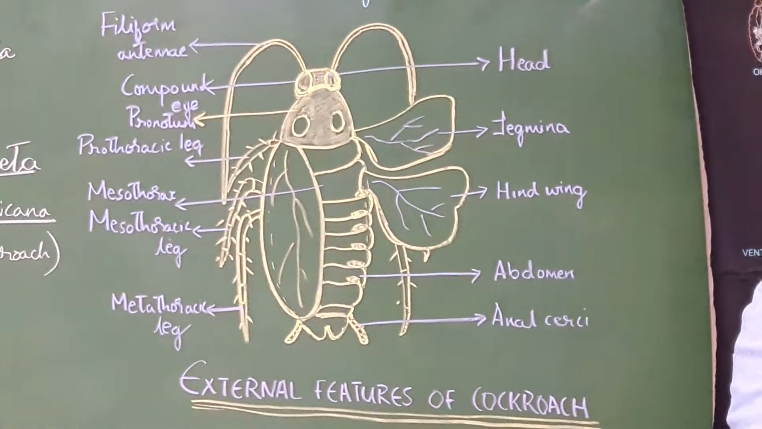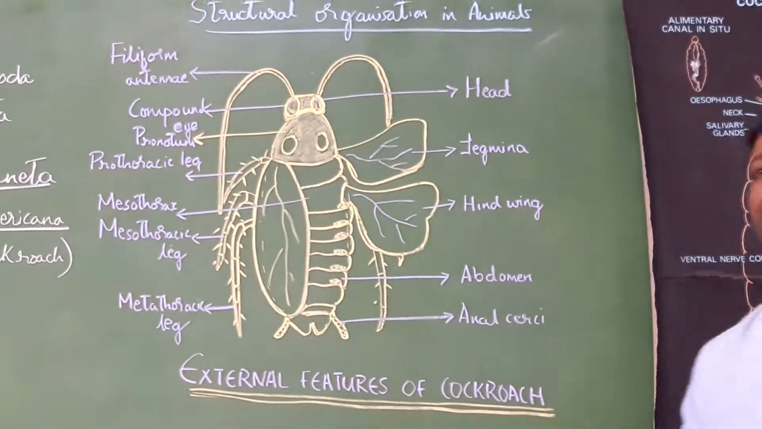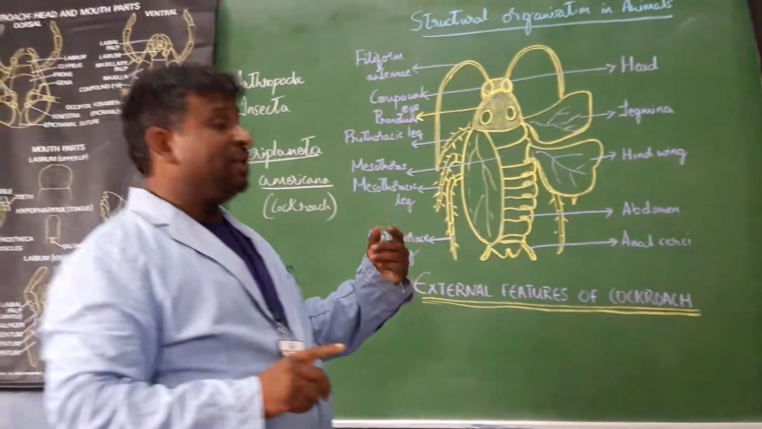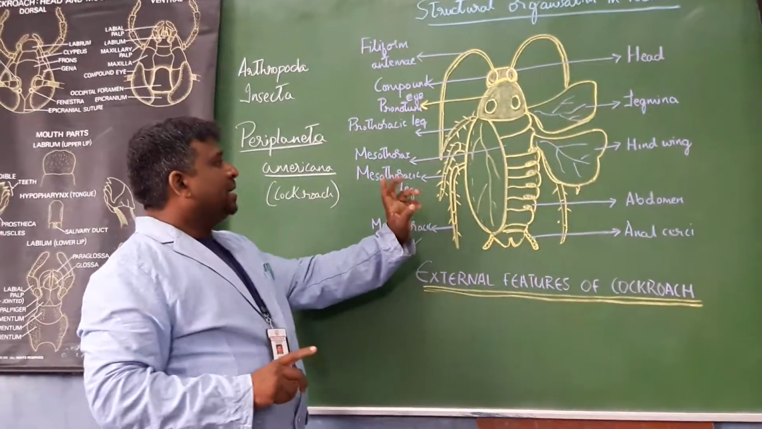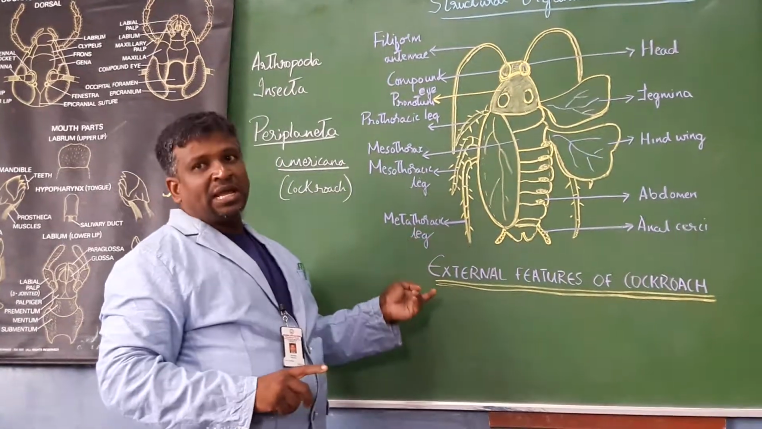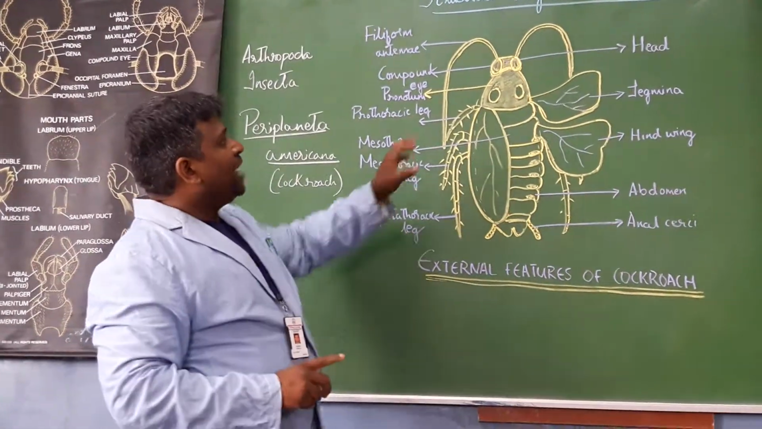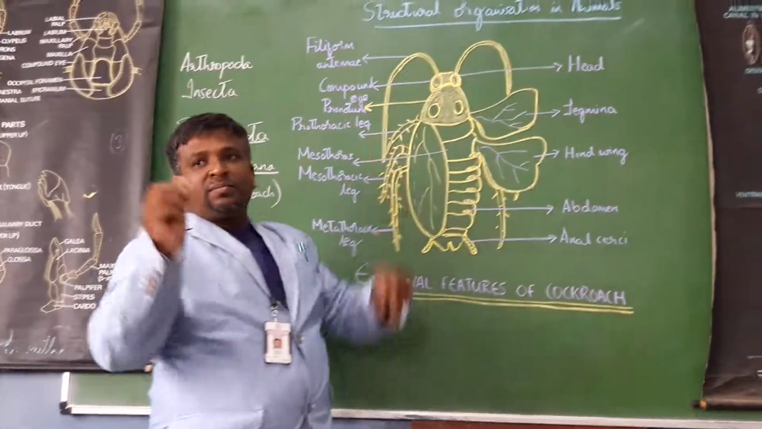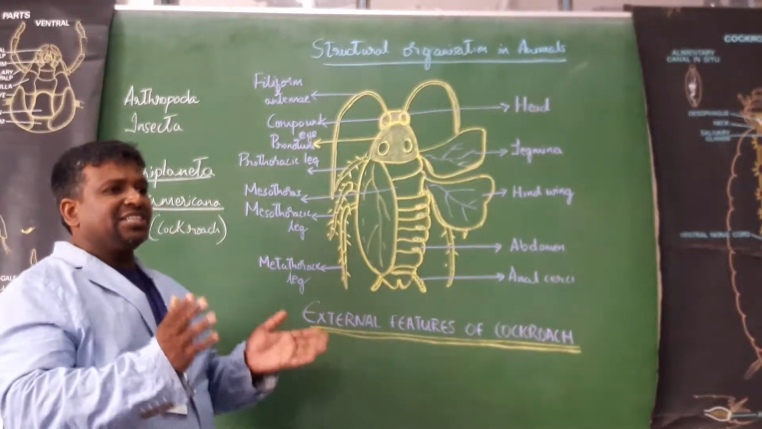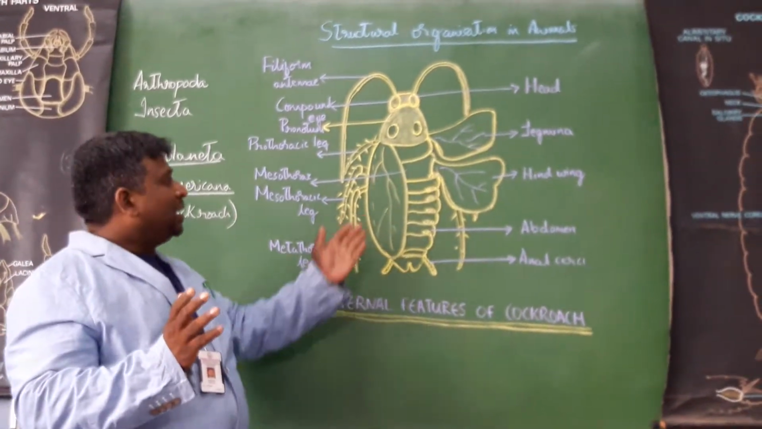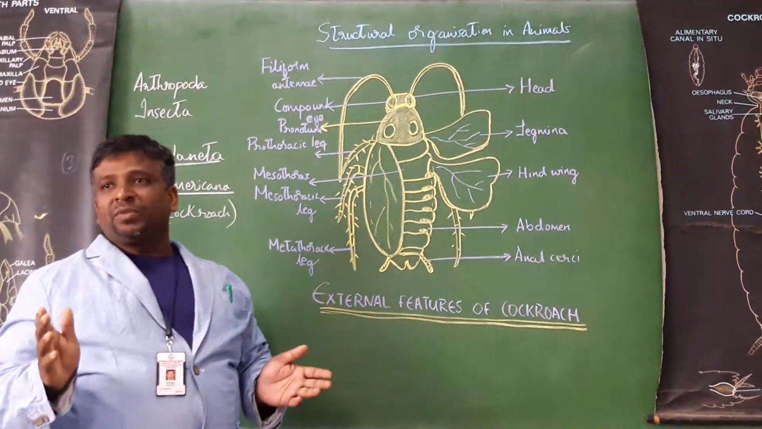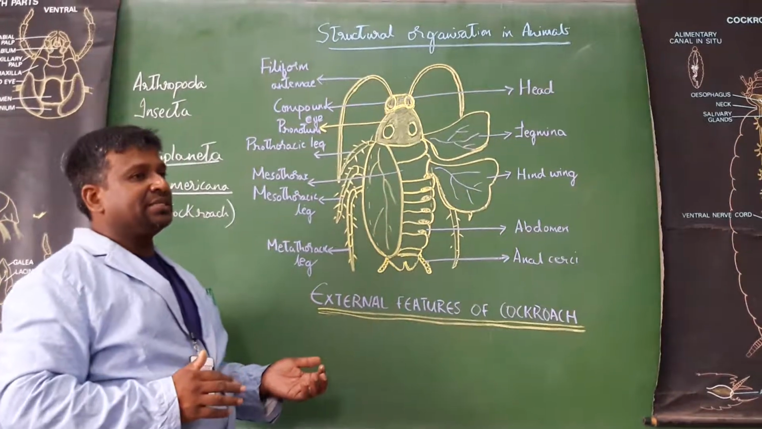So the legs arising from prothorax, we call it as a pair of prothoracic legs. The legs arising from mesothorax, we call it as a pair of mesothoracic legs, and the legs arising from the metathorax, we call it as metathoracic legs. Okay. So they have a compound eye with number of minute units called as ommatidia. Their skeletal structure is made up of the chitin. Outer part of their body is made up of chitin. So almost all the arthropoda will be having this chitin.